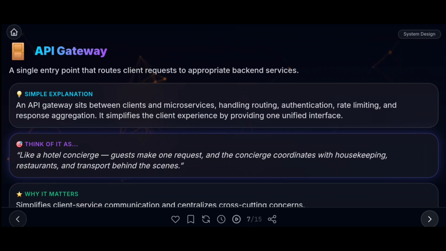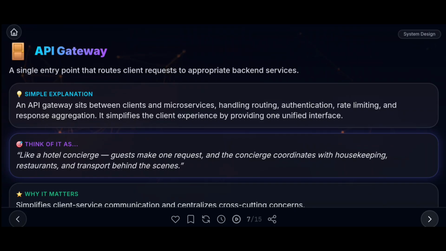The next very important term is API gateway. What is an API gateway? API means application programming interface. An API gateway is a single entry point that routes client requests to appropriate backend services. Simple explanation: an API gateway sits between client and microservices, handling routing, authentication, rate limiting, and response aggregation. It simplifies the client experience by providing one unified interface.